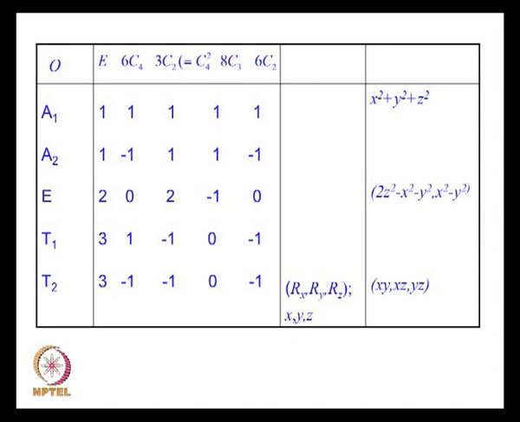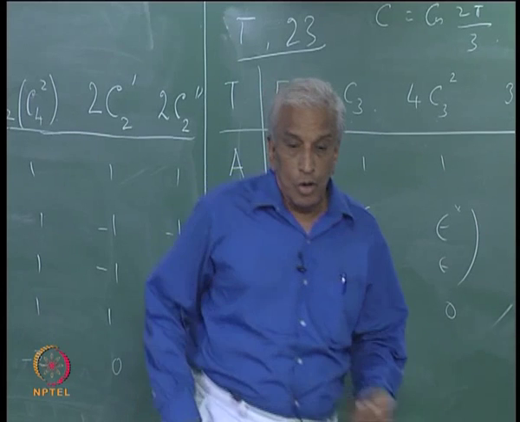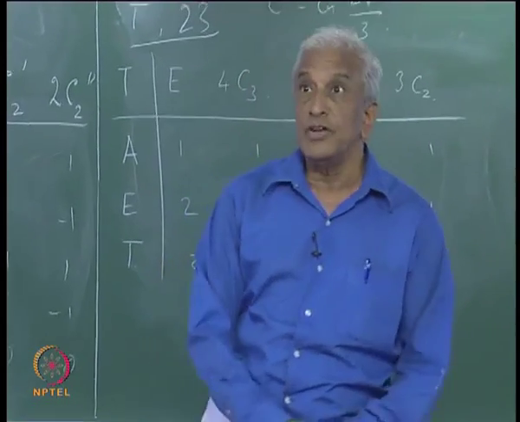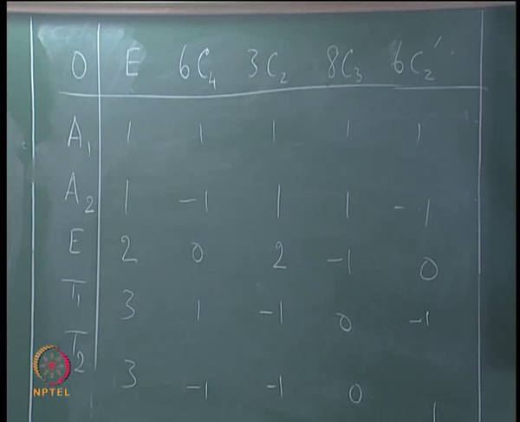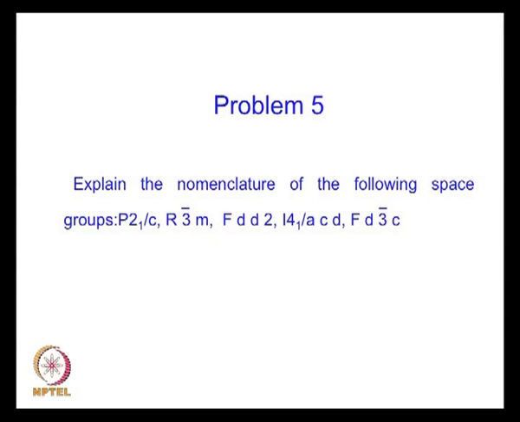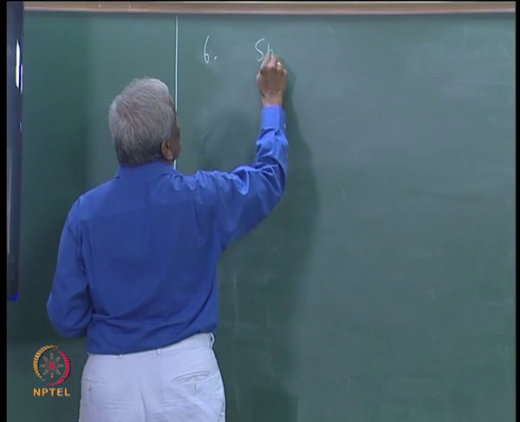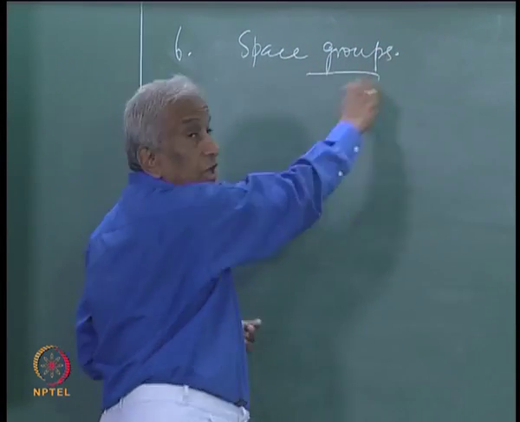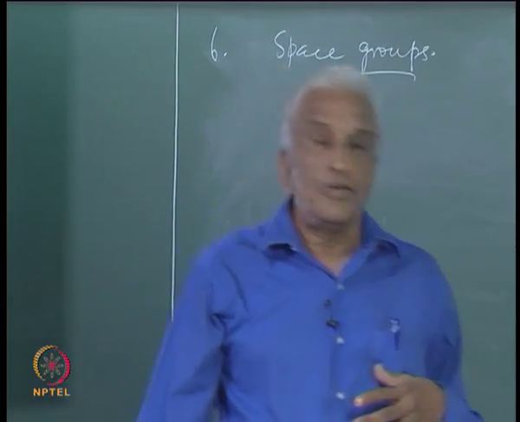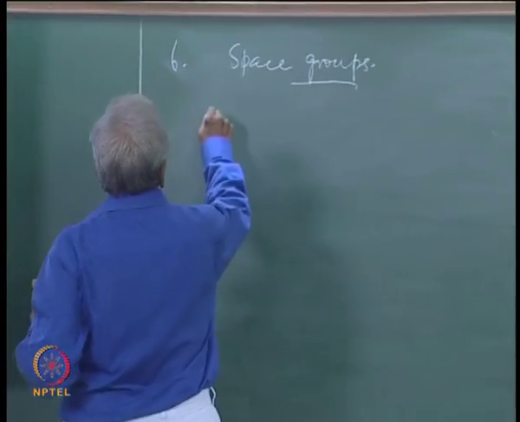So, these are the various irreducible representations, and the next problem concerns the Schoenflies notations, which are also given already here. We now pass on to the next problem, which concerns the space group notations. So, the problem is on space groups. We are given the symbols for the different space groups. We have P21/c.